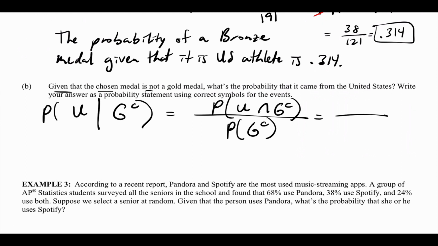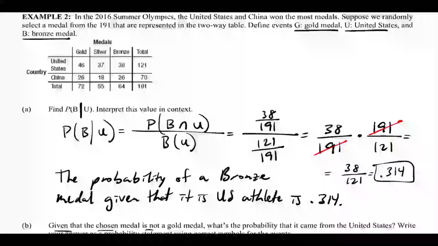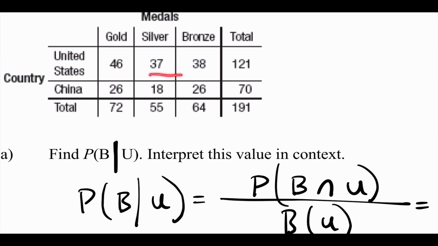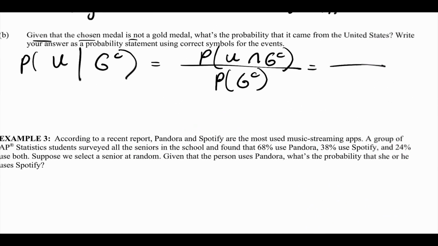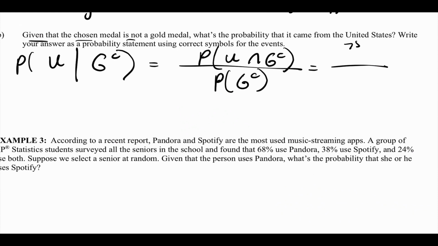Okay, so let's go look at the table. Let's find United States and not gold. In other words, United States and bronze and silver. These two guys right there. If I add those up, I get 75 out of 191. Good. So 75 out of 191 is going to go on top, over the probability of just not gold.